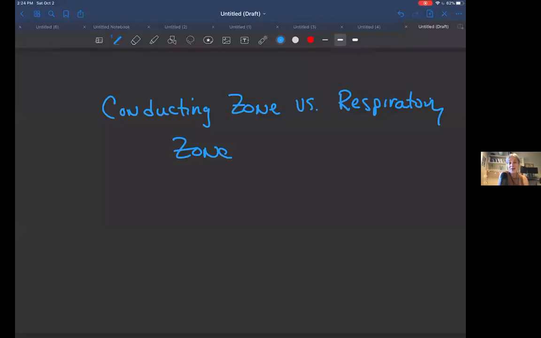We have been talking about the conducting zone, which conducts air into your lungs. So the trachea is part of the conducting zone, as are the bronchi, as are the smaller vessels called bronchioles, until we get into what is called the respiratory zone, and that is the alveoli. So that is actually where gas exchange takes place.